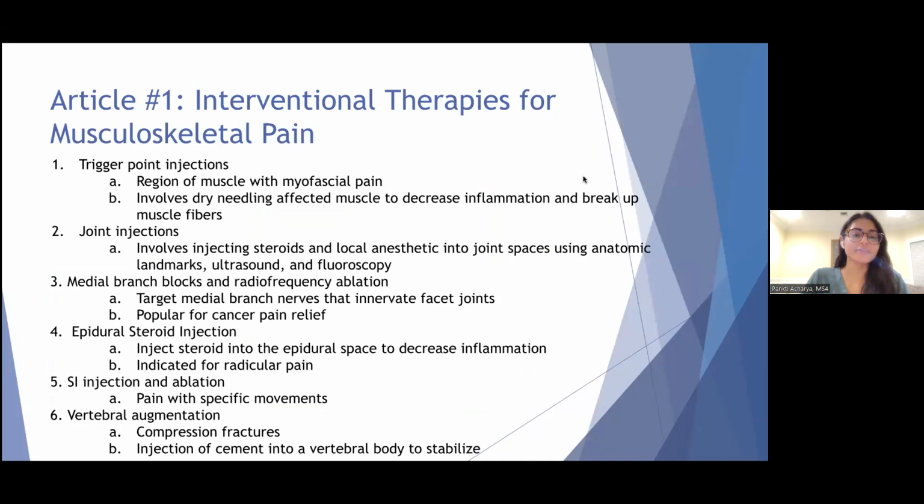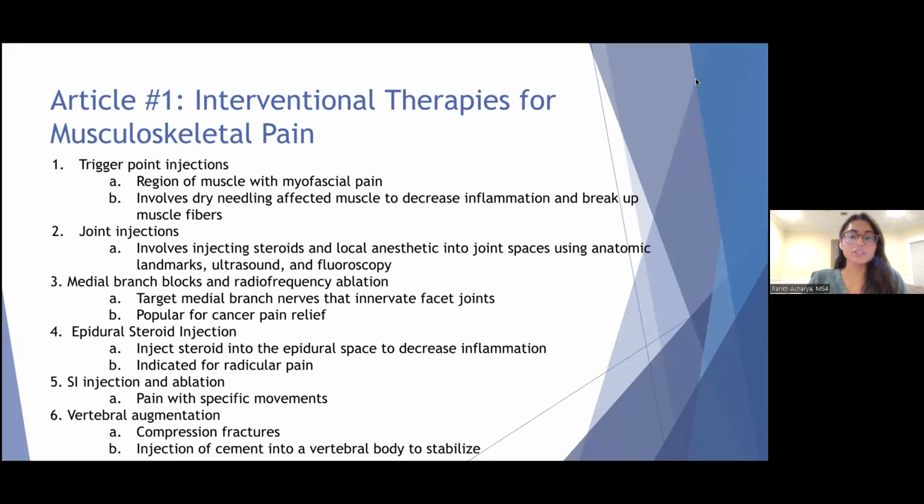This article discussed several interventional therapies that can be used for MSK pain. The first being trigger point injections. So this is basically when a region of muscle is causing myofascial pain. And this intervention involves dry needling the affected muscle to decrease inflammation and break up any muscle fibers. And this would then help with the pain.